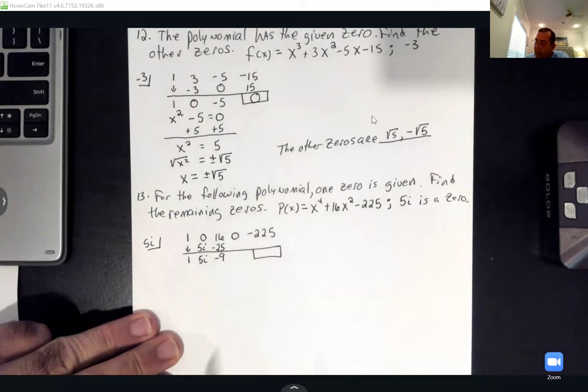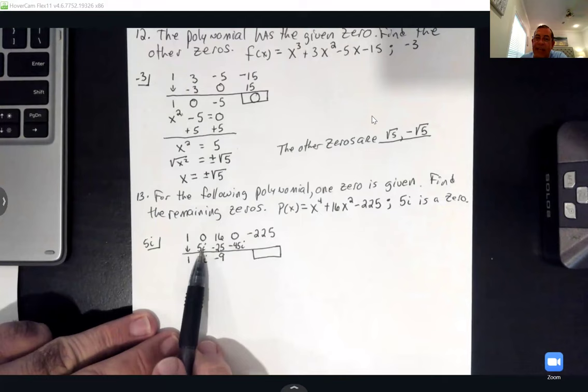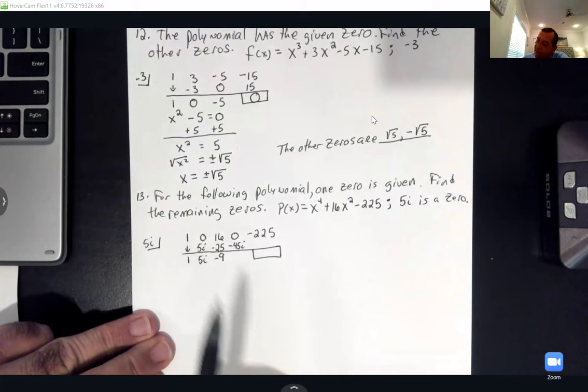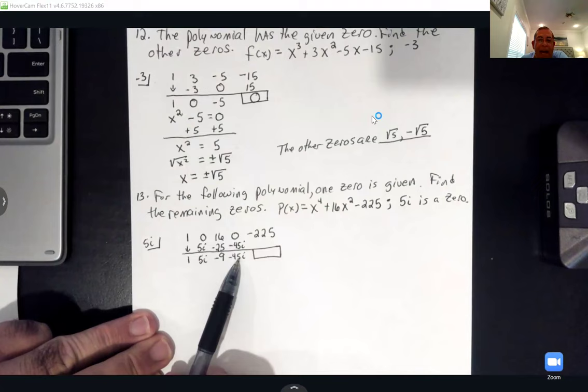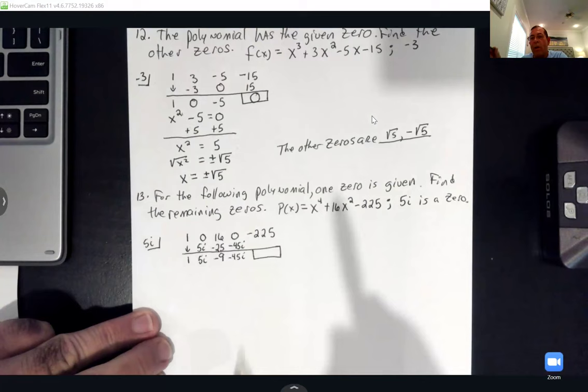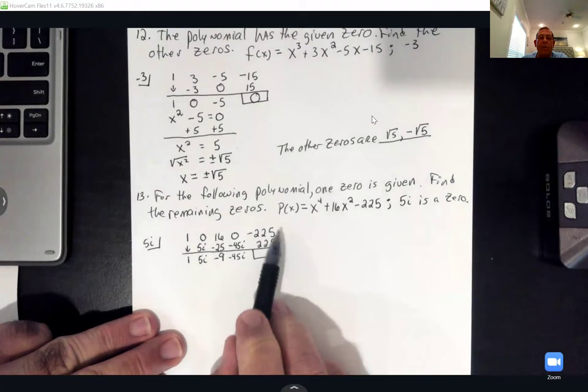Negative 9 times 5i is a negative 45i. So notice, I don't change the sign when it's just an i. It was just when we multiplied the 5i times 5i, okay? All right, y'all, 0 and negative 45i give me a negative 45i. Now, this negative 45i times 5i is a negative 225i squared, but remember, i squared makes that into a positive 225. And when we add them up, we get our remainder of 0.